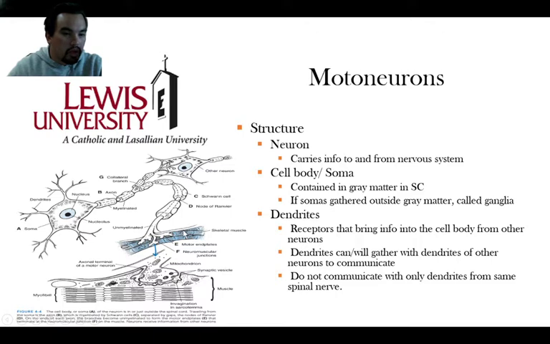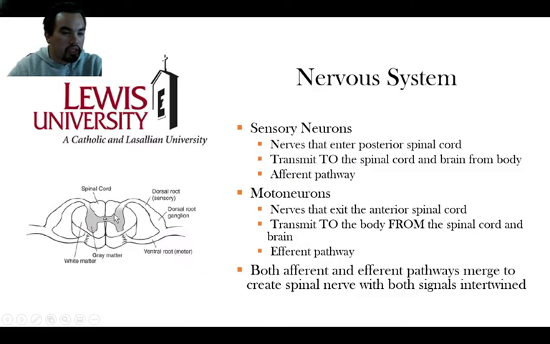So over here, you can see how this is starting to come into play. The entire structure is our neuron. Then we have our cell body, or our soma. If you look here at A, this is our soma, the cell body. It is contained in the gray matter in the spinal cord. So you see this gray matter here; this is within the spinal cord.